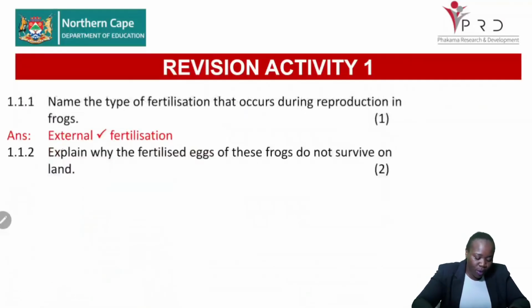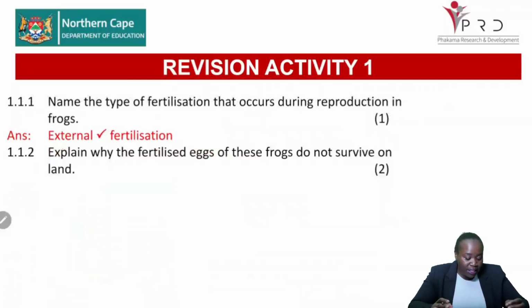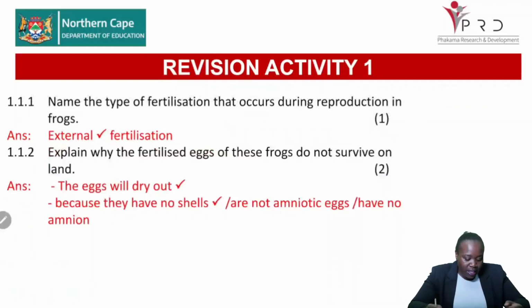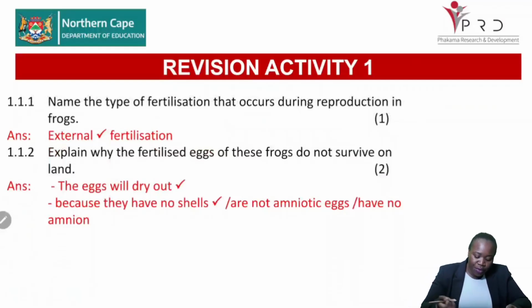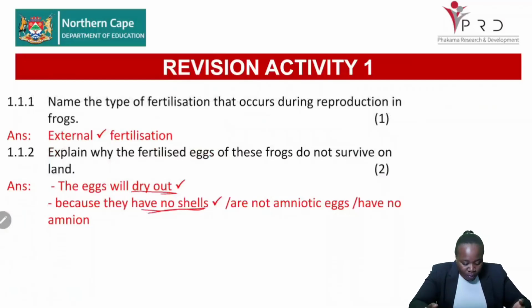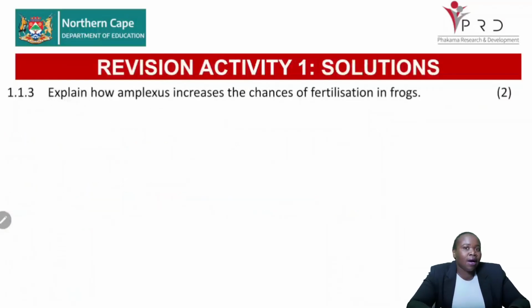And then 1.1.2, explain why the fertilized eggs of these frogs do not survive on land. They will not survive on land because they need water. They need to be in water because if they are on land, they are going to end up drying out. Also, these kinds of eggs do not have eggshells. Because they do not have eggshells, they will not be easily protected if they are on land, unlike if they are in water.